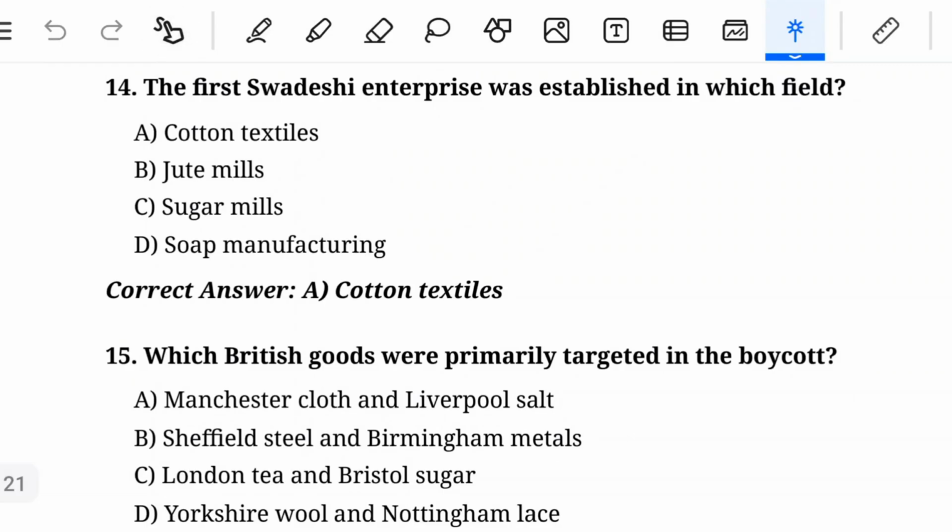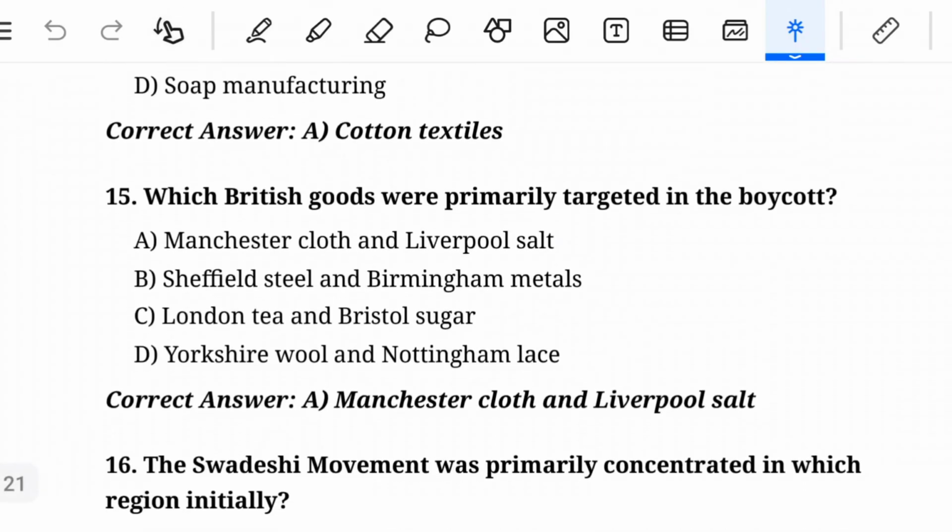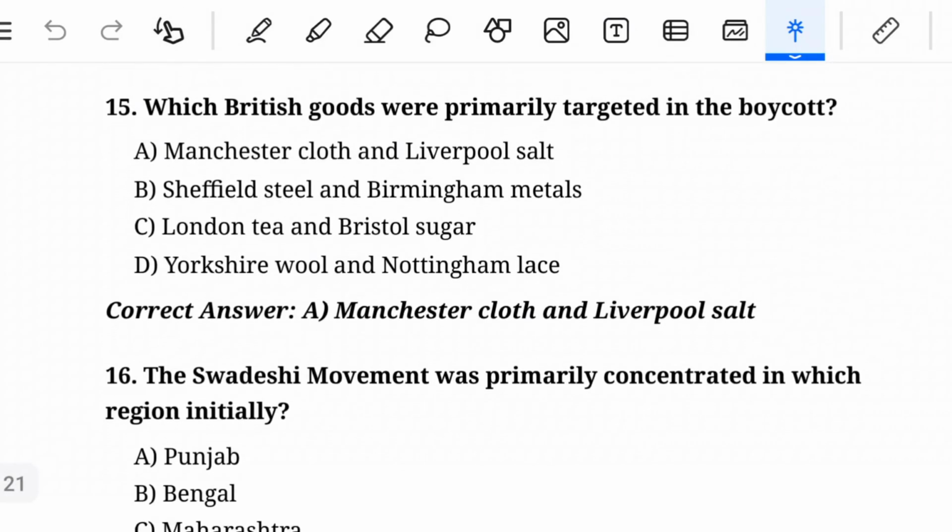14. The first Swadeshi enterprise was established in which field? A. cotton textiles, B. jute mills, C. sugar mills, D. soap manufacturing. Correct answer: A. cotton textiles. 15. Which British goods were primarily targeted in the boycott? A. Manchester cloth and Liverpool salt, B. Sheffield steel and Birmingham metals, C. London tea and Bristol sugar, D. Yorkshire wool and Nottingham lace. Correct answer: A. Manchester cloth and Liverpool salt.